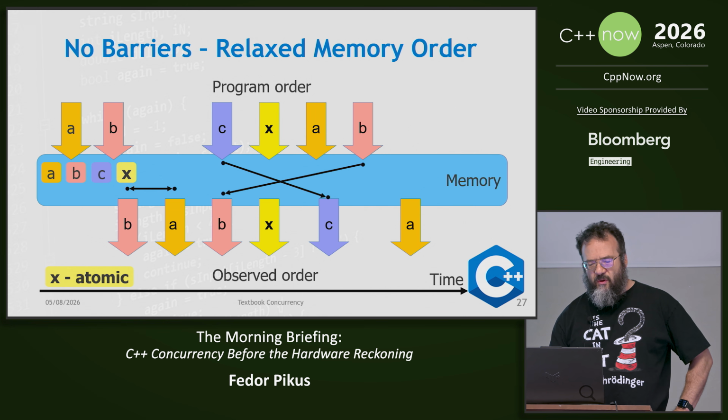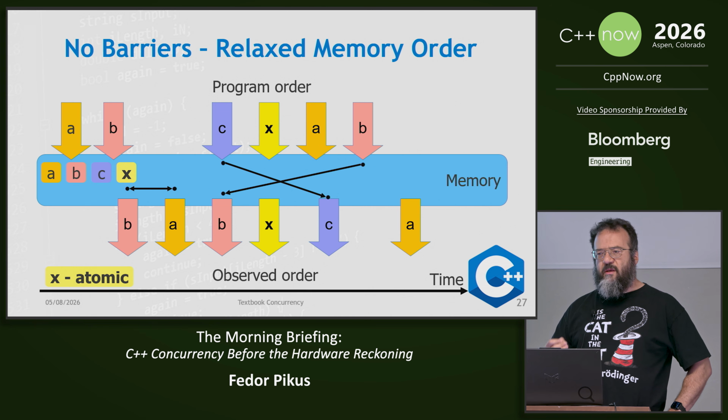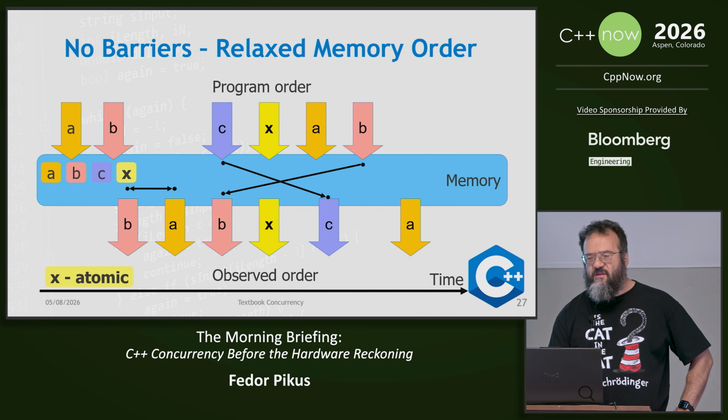This is the observed order. And what do I mean by observed? There is another core, it reads these values, and if what it reads here is the same as this, we say that this write was observed.